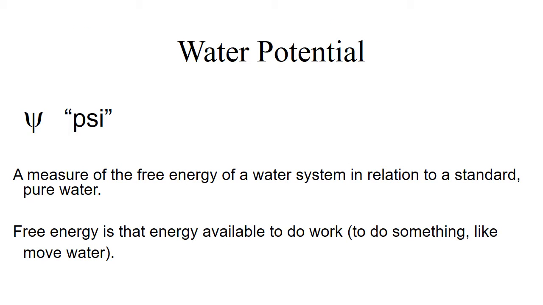We use this symbol, psi, to denote water potential. Water potential is a measure of the free energy of a water system, free energy being energy that's available to do work, in relation to a standard, which is pure water. So the water potential of pure water is zero. As we dissolve solutes into that water, the water potential goes down. You'll be familiar from studying osmosis with the idea that water will travel down that concentration gradient, from pure water to the water in which there are solutes dissolved. So the water potential, once we've dissolved solutes, becomes lower.